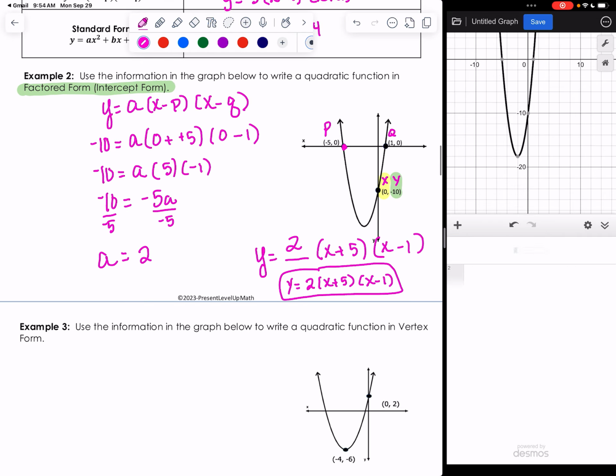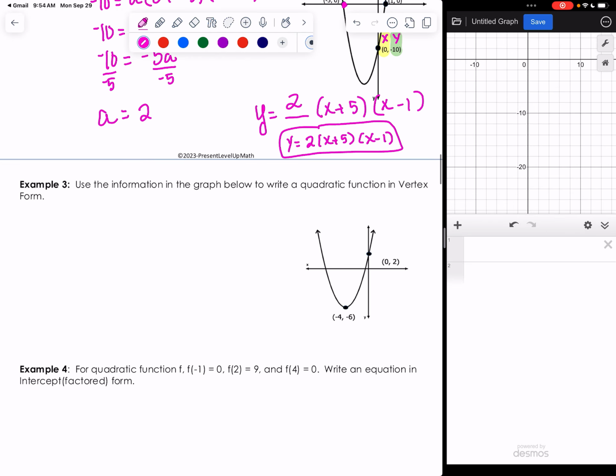All right, example 2. Use the information in the graph below to write a quadratic function in vertex form. So it's always important that you know what form they want the answer to be given in. So vertex form looks like this. Y equals a times (x minus h) squared, plus k.